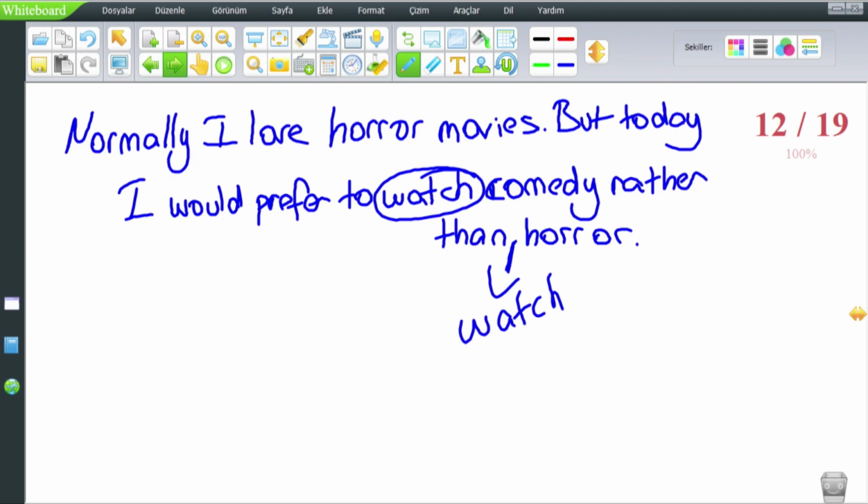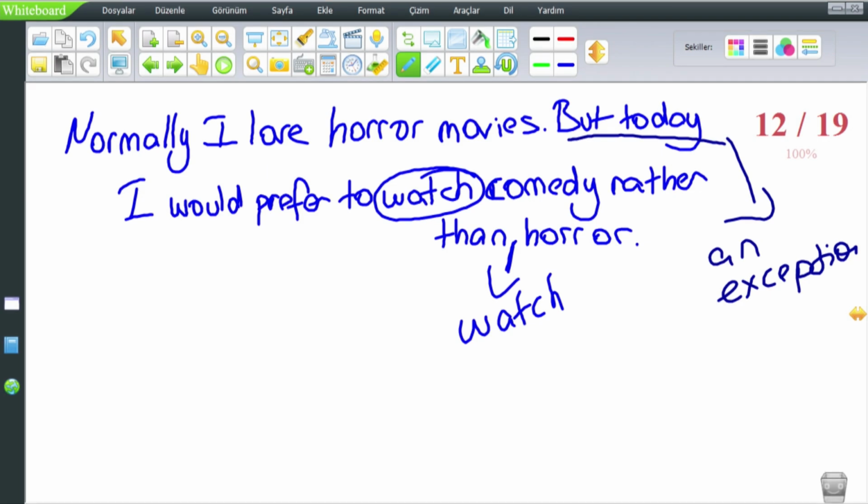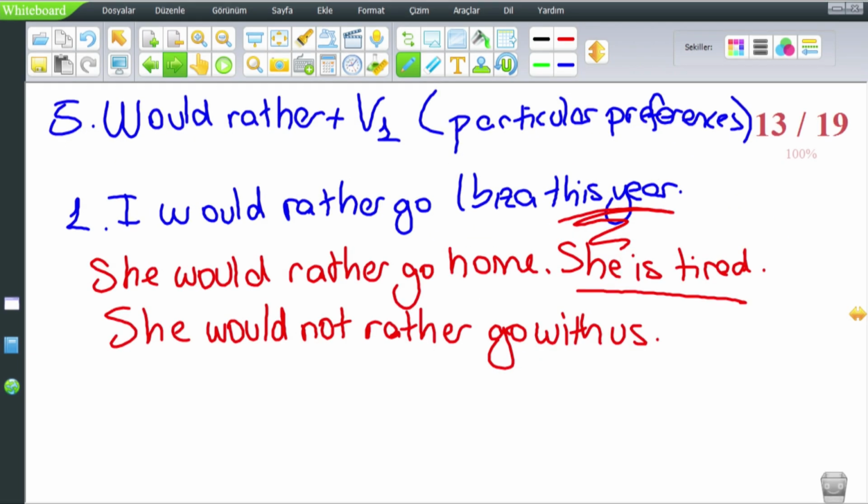Normally, I love horror movies. It's my general liking. It's my general preference. But today, an exception, I would prefer to watch comedy rather than horror. Again, we're talking about the same verb. That's why I omitted it, which is watch. And I am actually making a choice from movie types. That's why I only wrote the type.